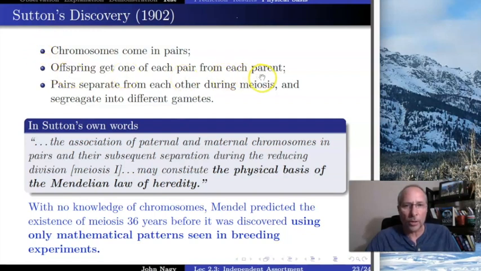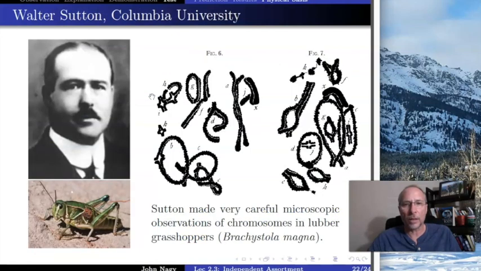The offspring get one of each pair from each parent. And the pairs separate in the process of meiosis. This is essentially the discovery of meiosis. And they segregate into different gametes. Okay, now think about that for a moment. The chromosomes come in pairs, and at the time that they make gametes, the paired chromosomes separate. And one goes into one gamete, another goes into another gamete.